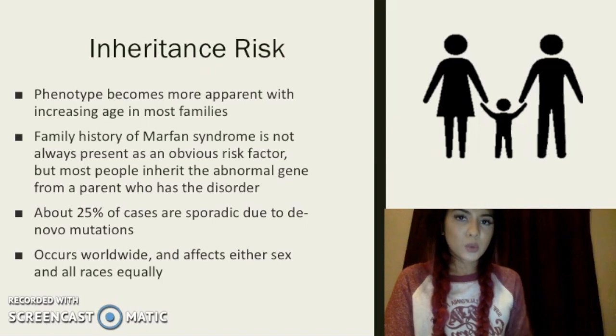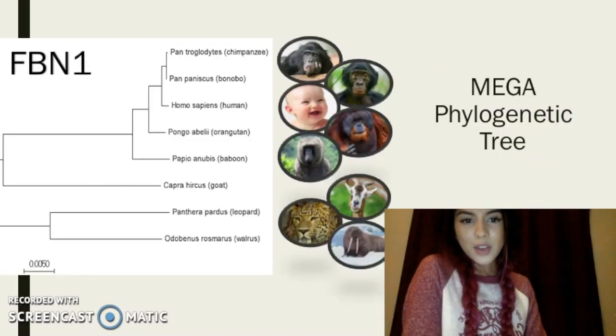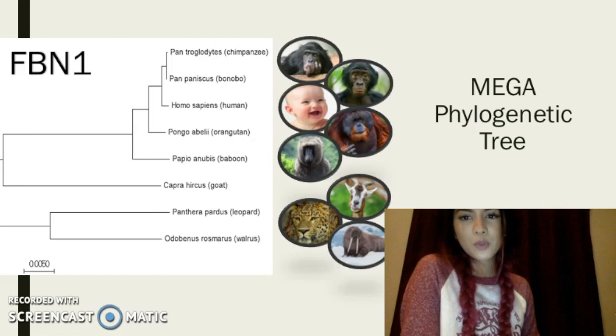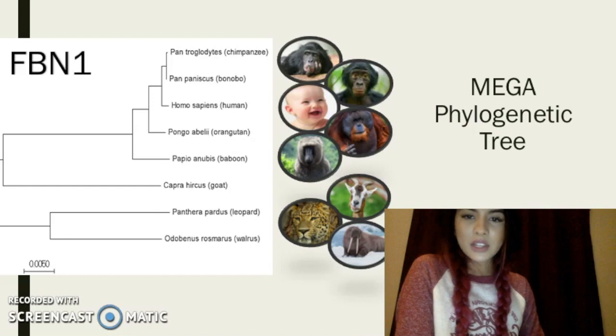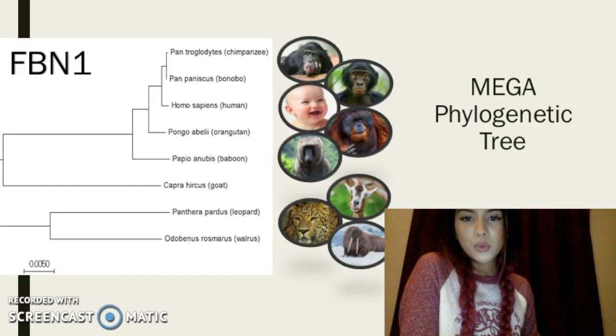So as you can see here, I've included my mega phylogenetic tree for FBN1, and as we go down the list, we have chimpanzee, bonobo chimp, human, orangutan, baboon, goat, leopard, and walrus.